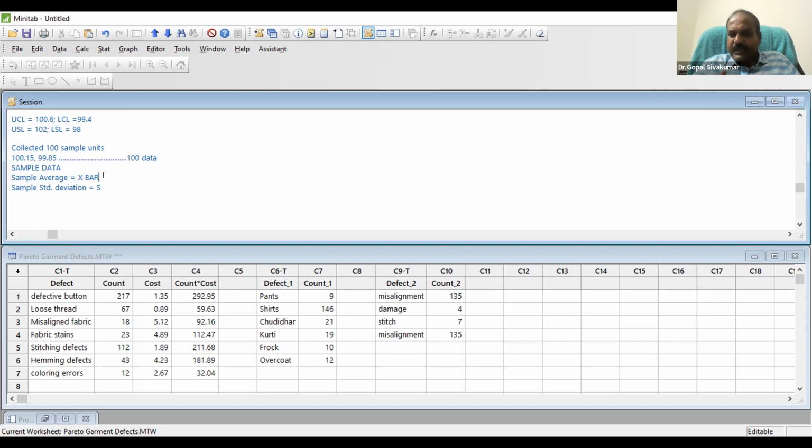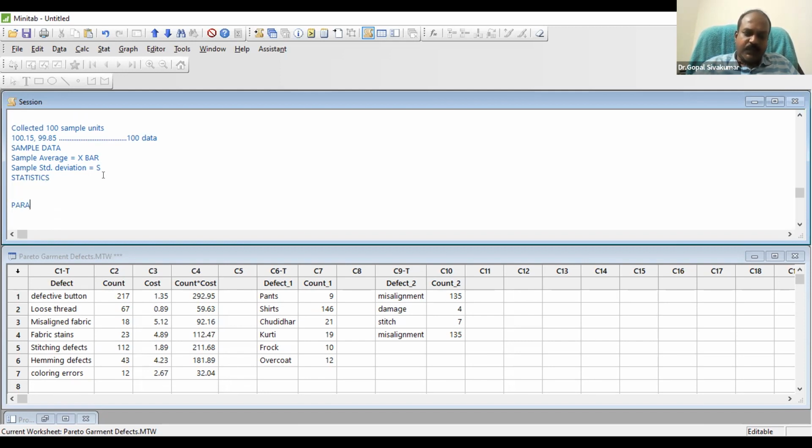If the sample average is close to the population average, you will be happy, because your population average was close to customer target. All of you understand? So if the sample average is close to customer target, then your process is performing well. And similarly, the sample standard deviation. If the sample standard deviation is small, again it is good for your business. So the sample standard deviation is S, sample average is X bar. These are called statistics. All of you understand? These are called statistics.